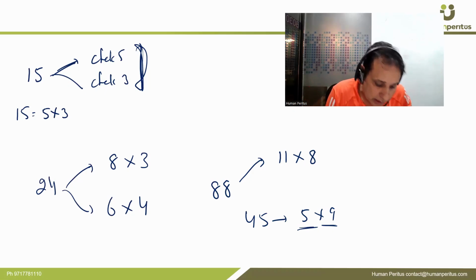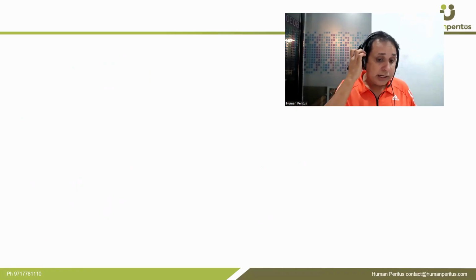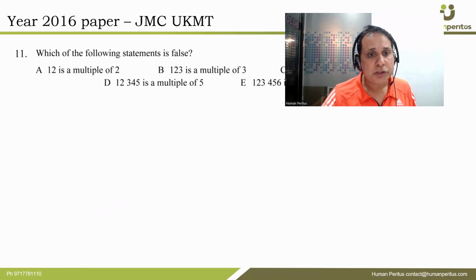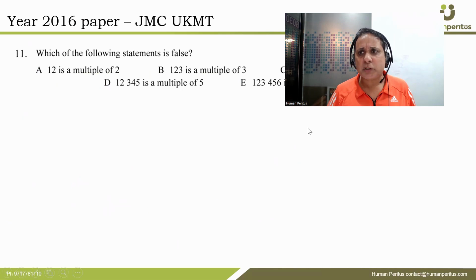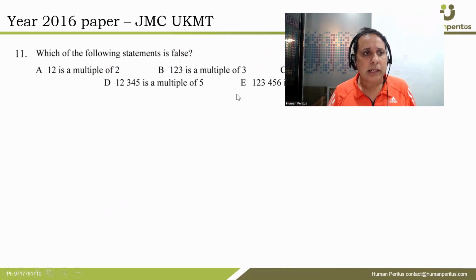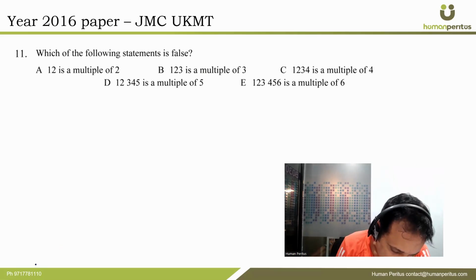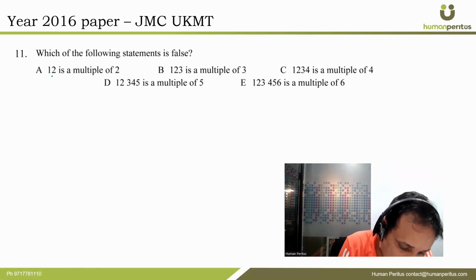Okay, so we have done whatever basic understanding we needed. Let's straight away now come to the questions. Okay, so this is the first one. Pretty easy one. It came in the 2016 paper of JMC. So let's try this one. Which of the following is false? 12 is a multiple of 2. Yes or no?